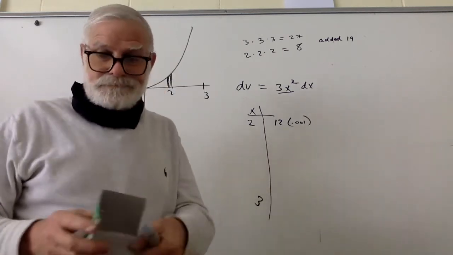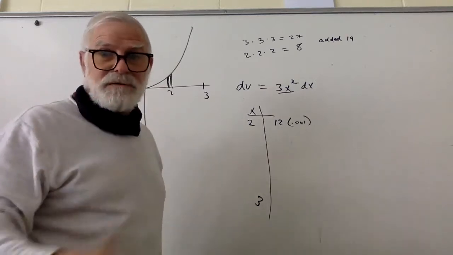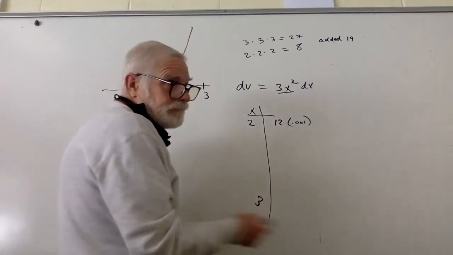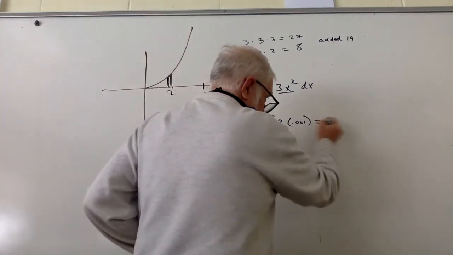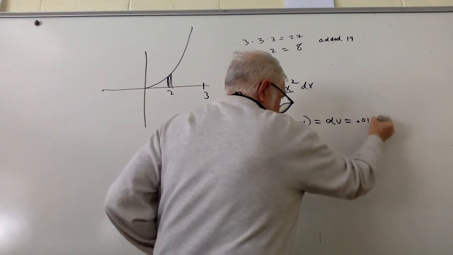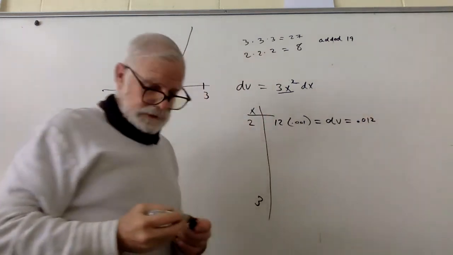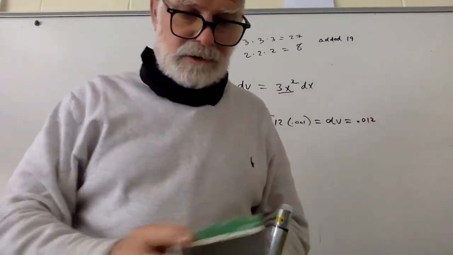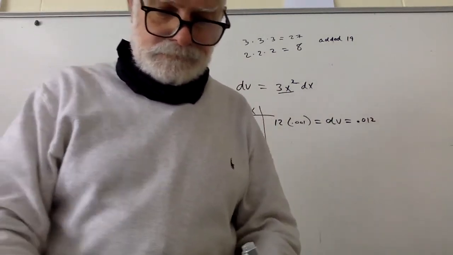3x squared dx. I just trapped a little bit of volume. How much? 0.012. But of course, when I put the next layer on, there's one.